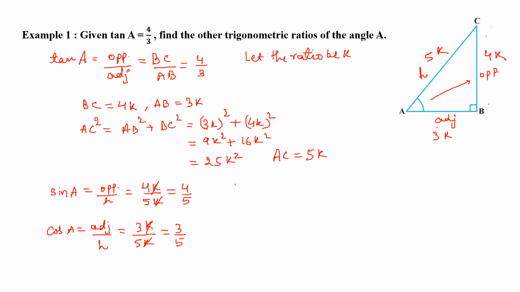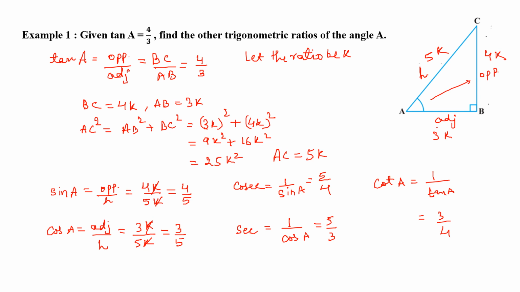Now, next we will see, sine and cos are done. Now, cosec. Cosec we know is the reciprocal of sine. So, it will be 1 by sine A, and if you do the reciprocal, you will get 5 by 4. Next, sec is the reciprocal of cos. So it will be 5 by 3, isn't it? And if you have to find the value of cot A, it is reciprocal of tan A. Tan A is 4 by 3, so reciprocal is 3 by 4.